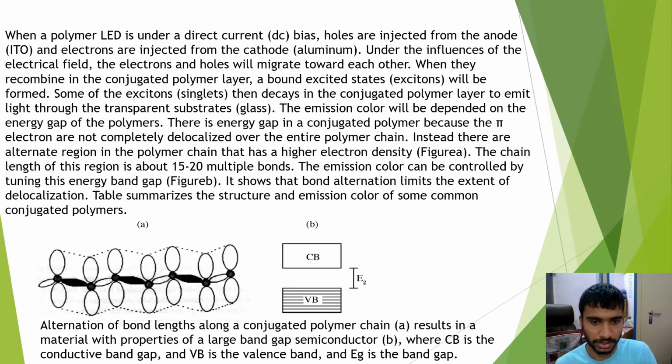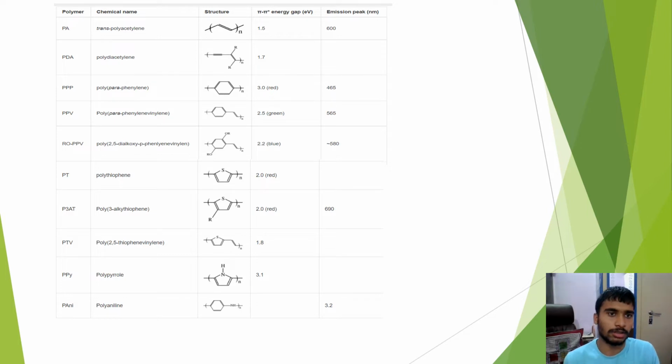Here, these two figures show alternation of bond lengths along a conjugated polymer chain. A results in a material with properties of a large bandgap semiconductor. B, where Cb is the conduction band and Vb is the valence band and Eg is the band gap. This is the table of polymers and their chemical names and structures, and the pi-pi star energy gap in electron volts and their respective emission peak in nanometers.